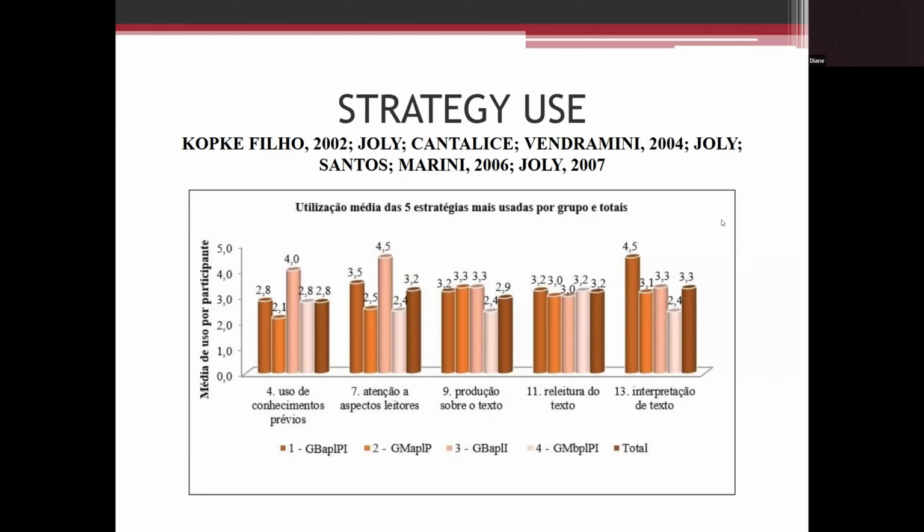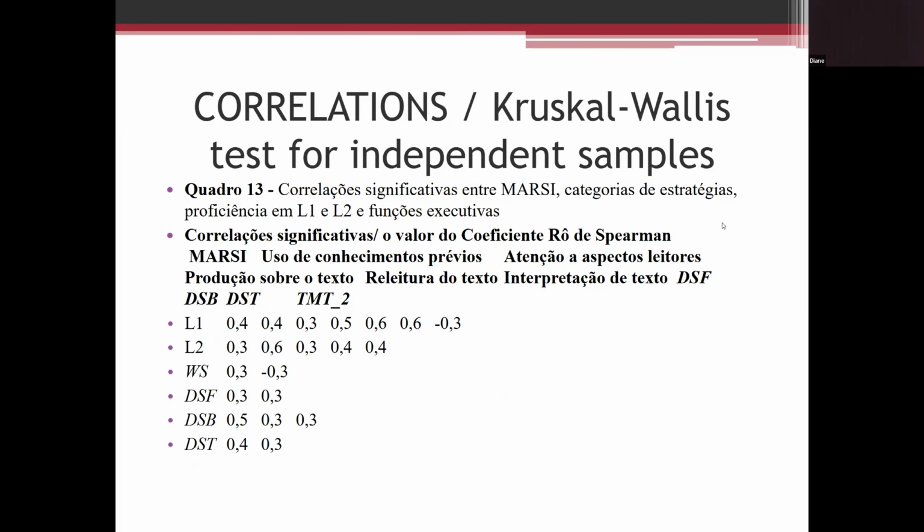Next slide, please. So here is an example of our correlations. We have used the Kruskal-Wallis test for independent samples. So these are correlations between MARSI and strategies and proficiency and L1 and L2 and executive function.